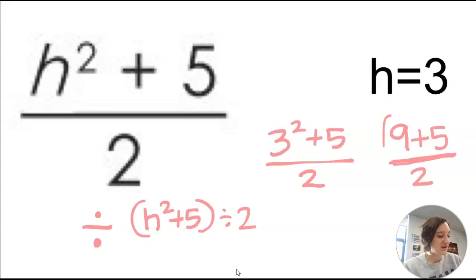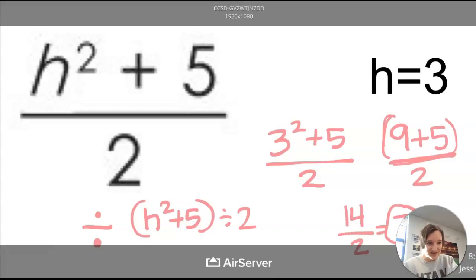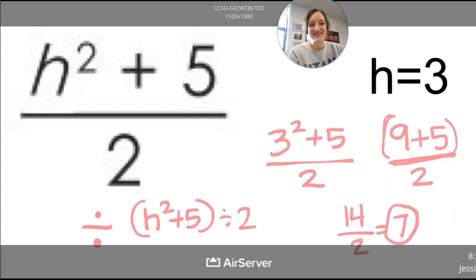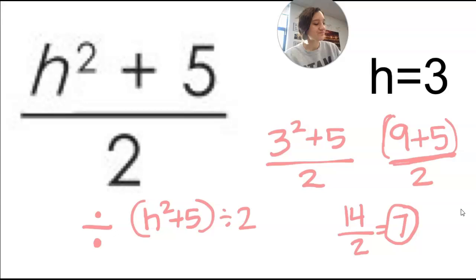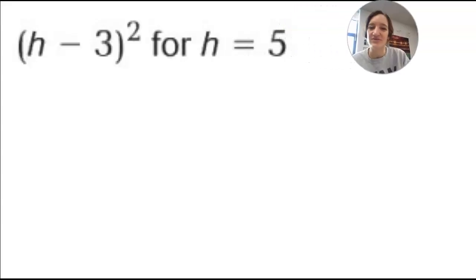So let's do everything on top first, which would be 14. 14 divided by 2 is 7. It's 7, I promise. Let me get out of the way. Yes, you see it's 7. Okay? What about, oh, I gotta move myself again. What about this, where h is equal to 5? Could you solve this?